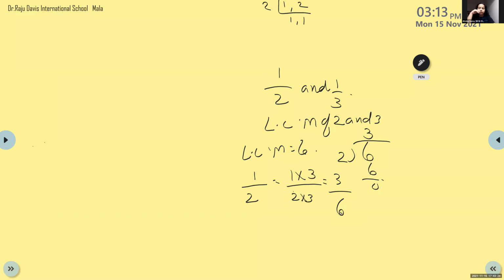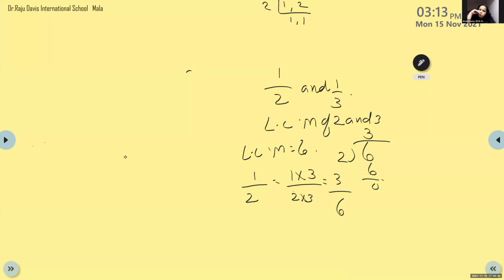We will multiply both of the fractions. That means you are finding the LCM of 2 and 3, you write it. What is the LCM of 2 and 3? You got it? 2, 3. 1 and 3. Again, you can divide it. 1 and 1. This is the LCM of 2 and 3. 6. Is it okay? Yes, ma'am.